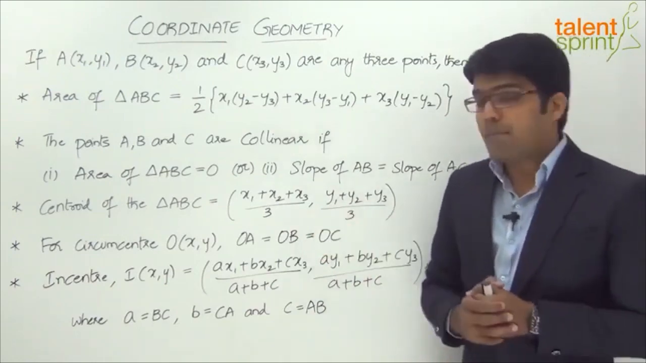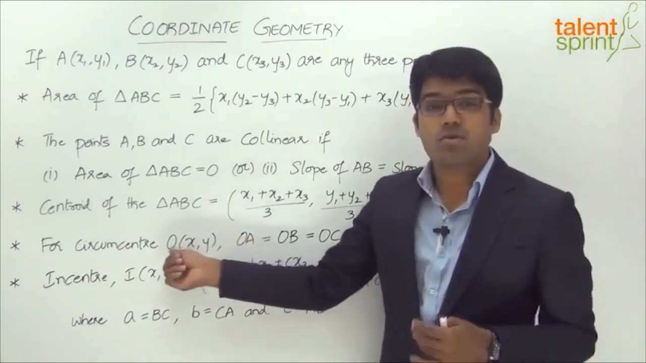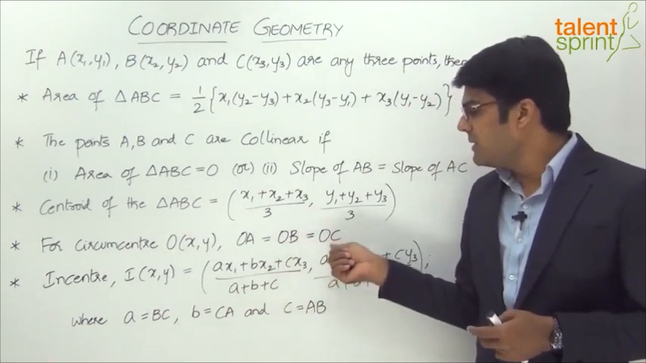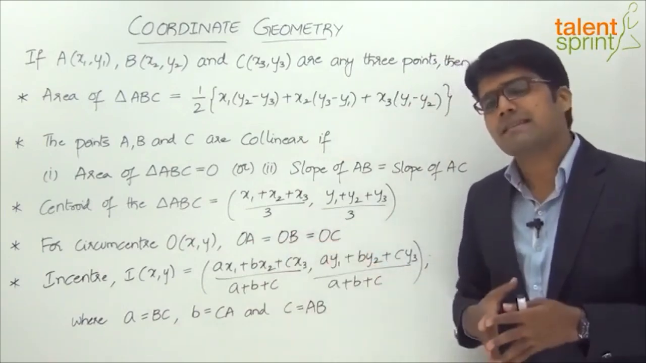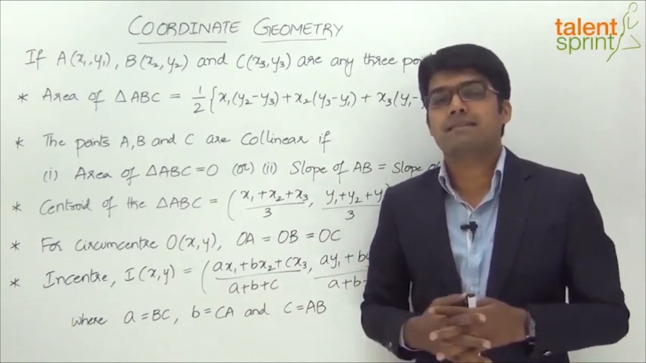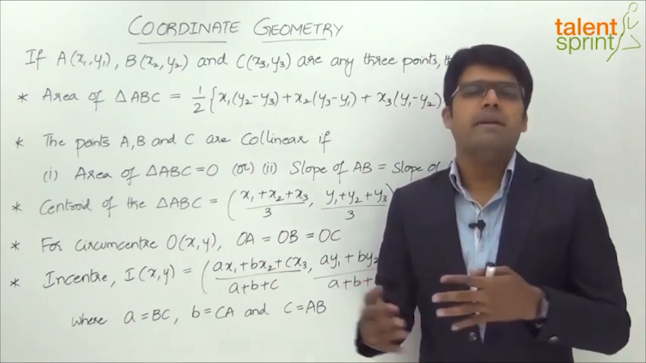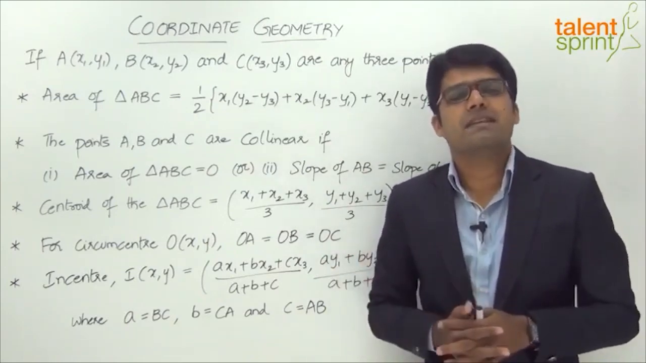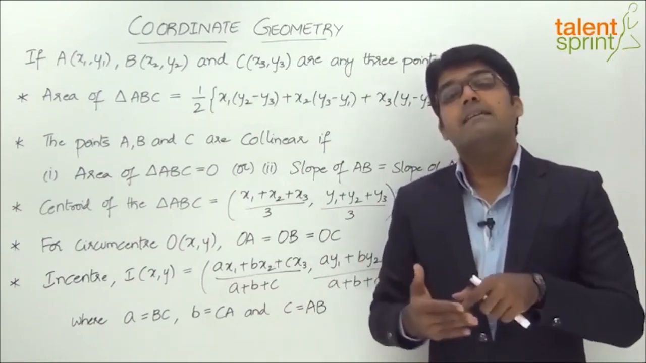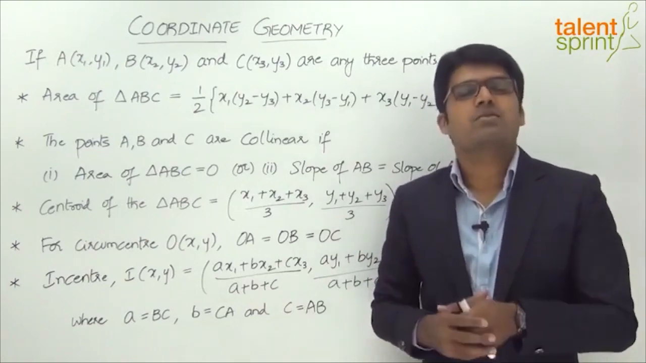And the next point here is about the circumcenter, right? If the circumcenter of the triangle ABC is taken as O(x, y), then OA will be equal to OB will be equal to OC. What is meant by a circumcenter? Circumcenter is the point of intersection of the perpendicular bisectors of the sides of the triangle. Right? It is the point of intersection of the 3 perpendicular bisectors that we get for each of the sides of the triangle. So from this point, if we draw a circle, it will touch all the 3 vertices of the triangle. Such a point is known as the circumcenter.